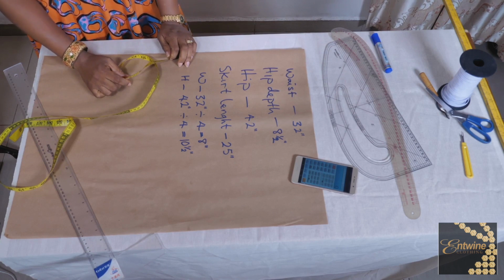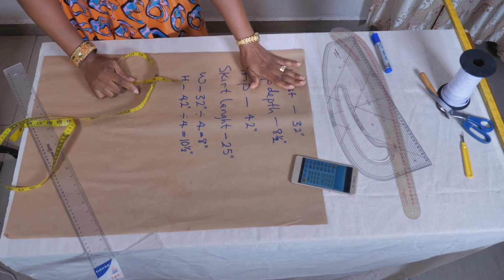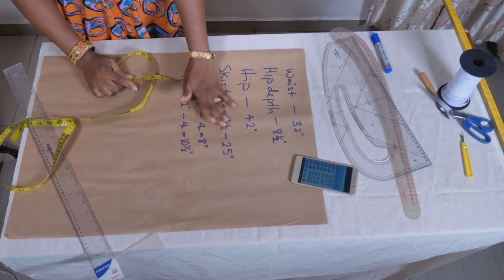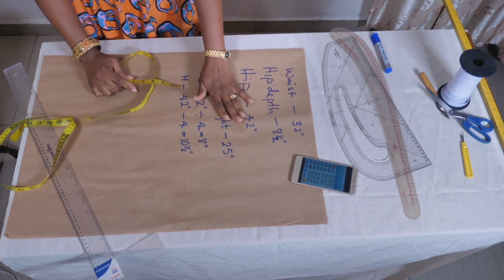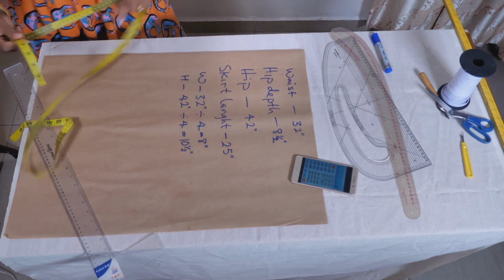So now we're going to go over to the main draft. Then we'll use all these measurements, and I'm going to show you how the other measurements apply. That is the hip depth and the skirt length.